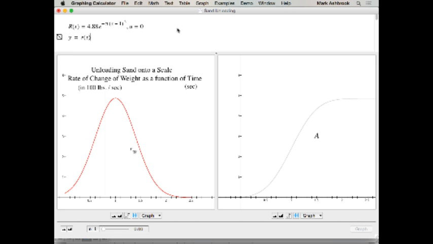The red graph is the rate of change of weight as a function of time in seconds, and that rate of change is in 100 pounds per second. Okay, so we're unloading from a truck, like they're tipping the truck bed up, and the sand is unloading onto a scale, and this is the rate of change of weight as a function of time. Why does it make sense that the rate of change would look like this red graph?